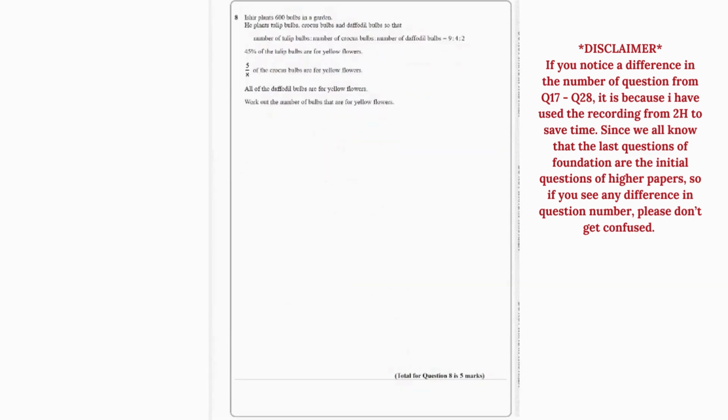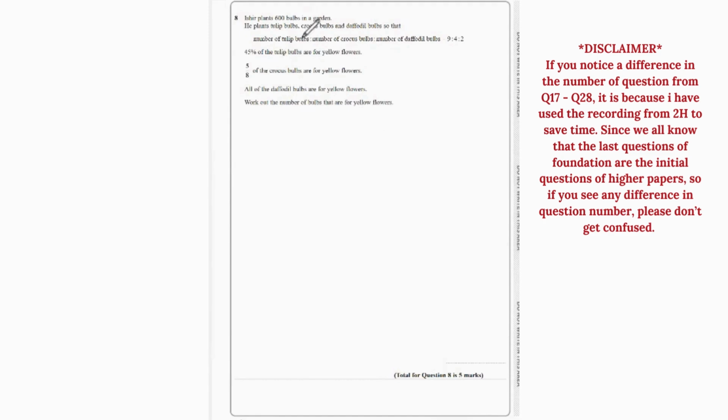Question 8 says that Ishwar plants 600 bulbs in a garden. He plants tulip bulbs, crocus bulbs, and daffodil bulbs so that the number of tulip bulbs to the number of crocus bulbs to the number of daffodil bulbs is 9 to 4 to 2. 45% of the tulip bulbs are for yellow flowers, 5/8 of the crocus bulbs are for yellow flowers, and all of the daffodil bulbs are for yellow flowers. Work out the number of bulbs that are for yellow flowers. So he's planting 600 bulbs in total.